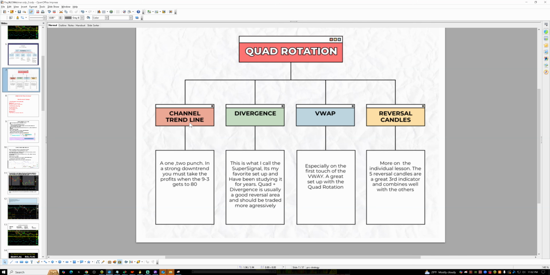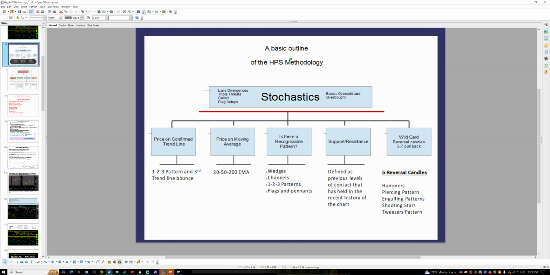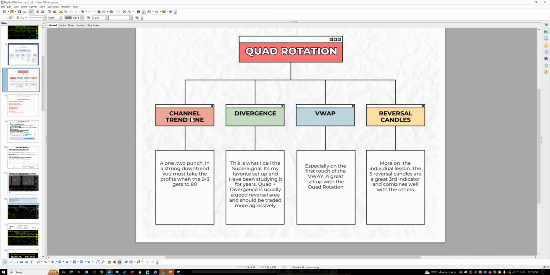I used to kind of put these setups, like in this original one, I used to have price on a confirmed trend line, and then is there a recognizable pattern? But I combined them. I don't want it to be too complicated. I find people having a hard time. So a trend line and a pattern are basically the same thing. You need to have the trend lines for the patterns to play out. So that could be wedges and channels, 1, 2, 3 patterns. There'll be little lessons on this. So that's why it's channel trend line.